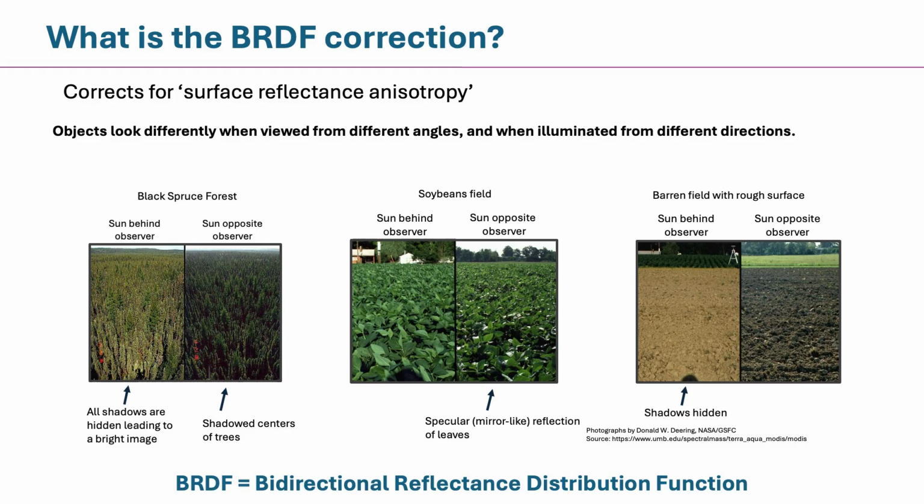And so this BRDF correction or BRDF effect essentially means that objects look differently when viewed from different angles and illuminated from different directions. So the BRDF correction, or the bidirectional reflectance distribution function, smooths out the images so the objects have the same brightness regardless of the sun's position or the camera angle.